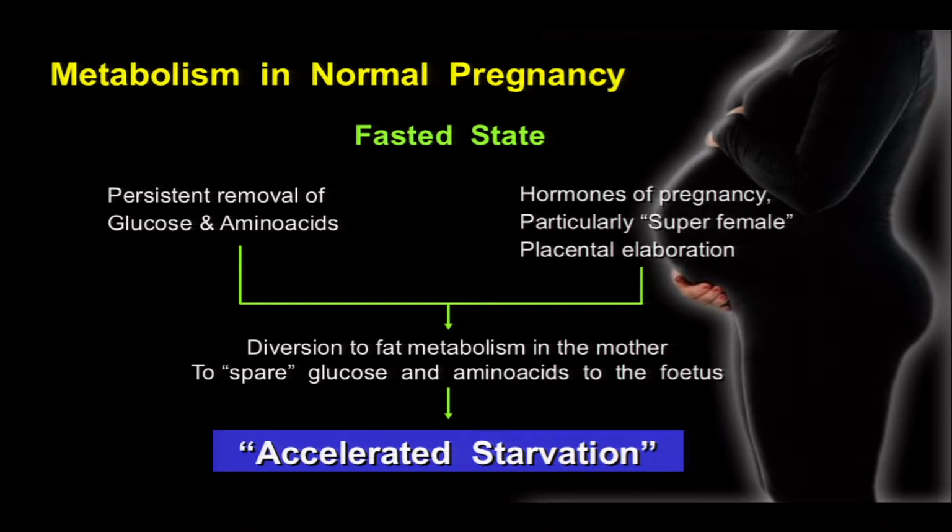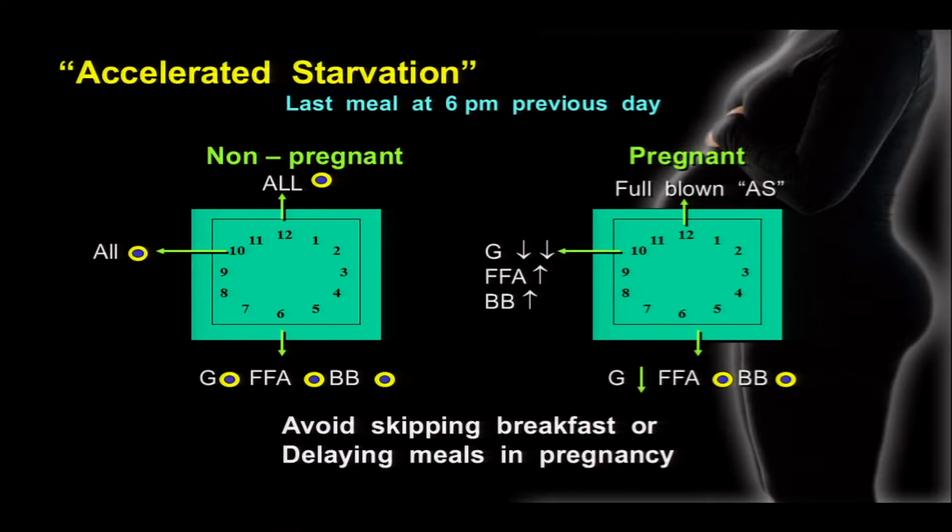Now, in the fasted state, you have two things happening. One is persistent removal of glucose and amino acids, and two is the hormones of pregnancy being elaborated, which are called the super female elaboration of placental hormones. These two put together divert the mother to a fat metabolism to spare glucose and amino acids to the fetus, which ultimately results in what is called accelerated starvation. Now, what is accelerated starvation?